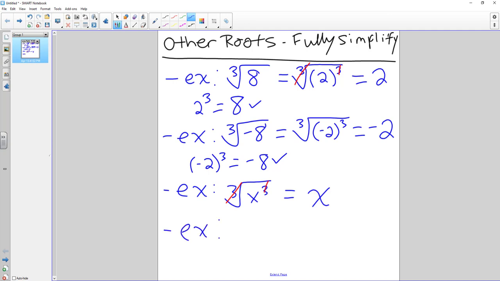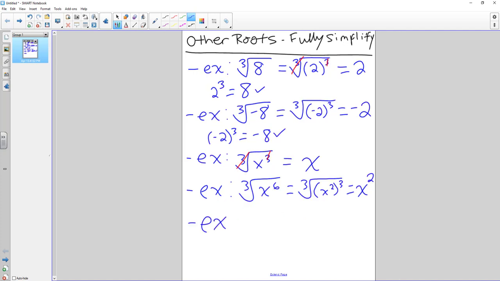Or how about the cube root of x to the 6th? If I rewrite this as what cubed is x to the 6th, if I put x squared there and do my power rule for exponents, x squared cubed is x to the 6th. The cube and the cube root cancel, and I'm left with x squared.